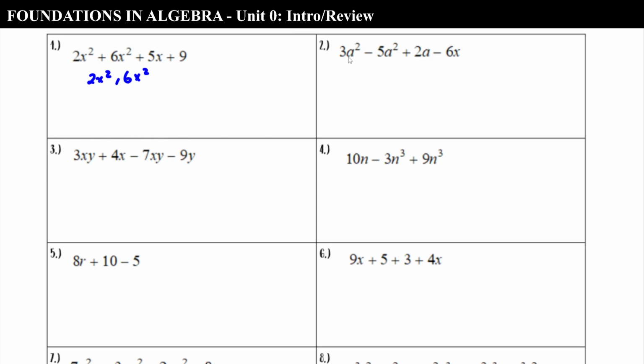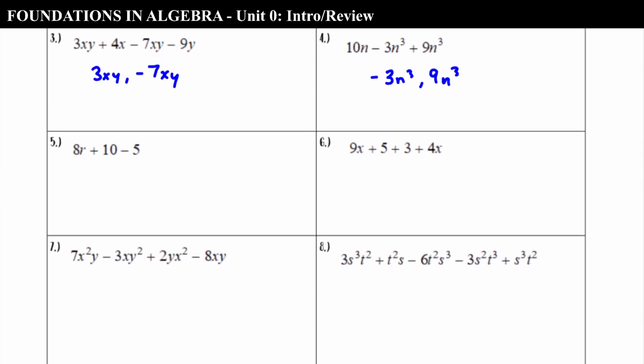For the second one, we have two a squared terms. So 3a squared and negative 5a squared. If you have a minus sign in front of a term, you've got to include the minus because it's the same as saying plus negative 5a squared. For number 3, our like terms are 3xy and negative 7xy. For number 4, our like terms are negative 3n to the third and 9n to the third.